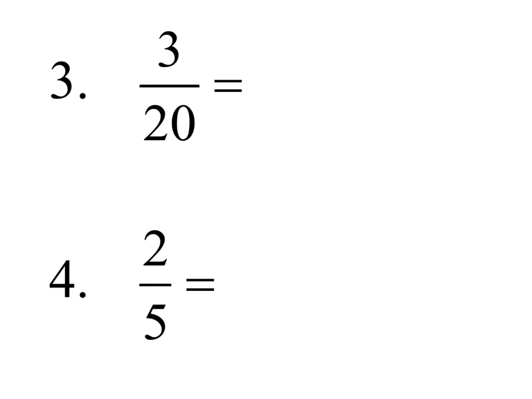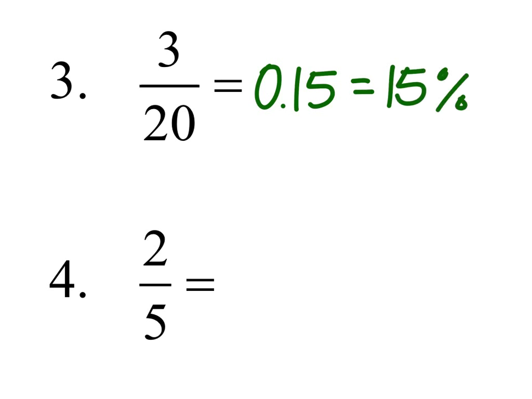All right, 3 divided by 20, this one should be 0.15. Multiply that by 100, and you get your percentage, 15%. 2 divided by 5 on the calculator would be 0.4. Yeah, we'll multiply that by 100 to get 40%.